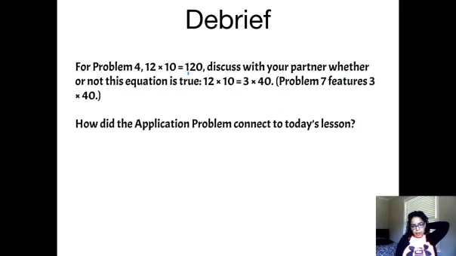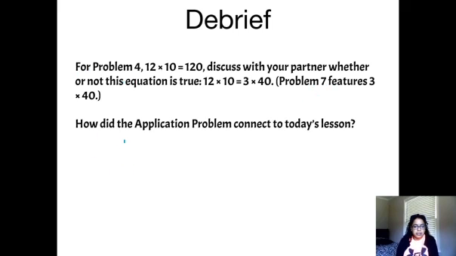For problem 4, you have 12 times 10 equals 120. Discuss with your partner whether or not this equation is true: 12 times 10 equals 3 times 40. Okay, I think this is problem 7, and I think that was an error there. But we're going to go over both, problem 4 and problem 7.